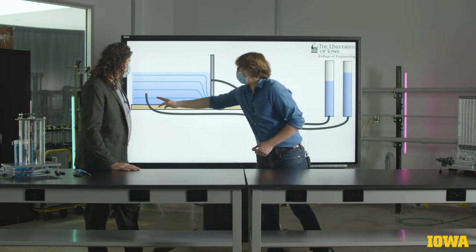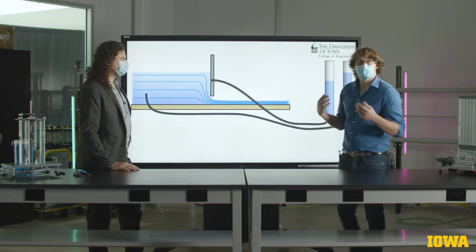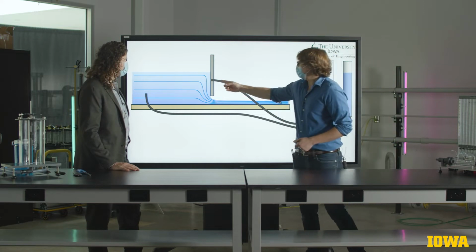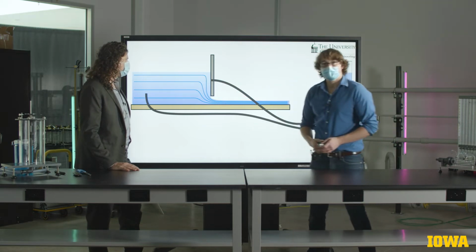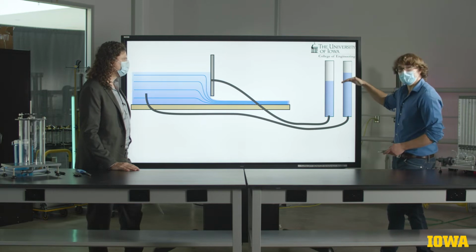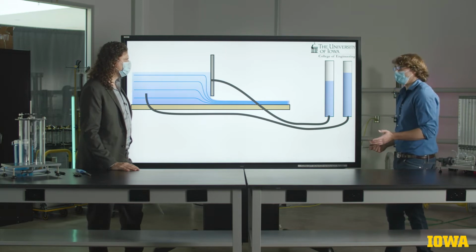The upstream tube here is located where the flow is pretty slow moving and the streamlines are straight. The other tube is inserted into the gate, and we can see that the height of the two columns of liquid is a little bit different.